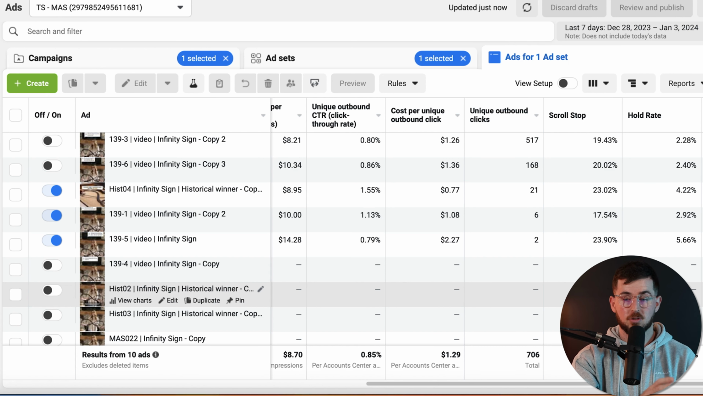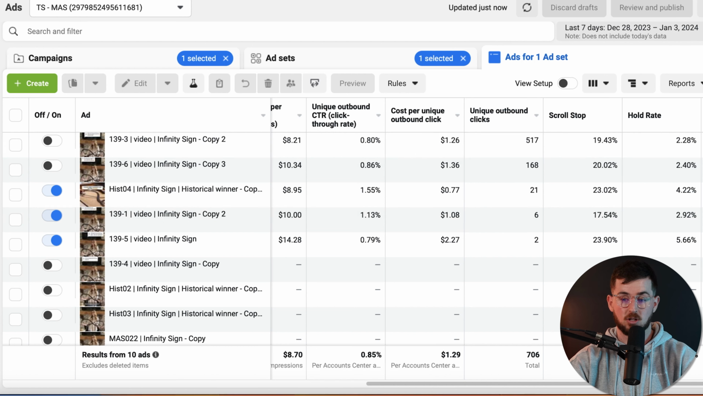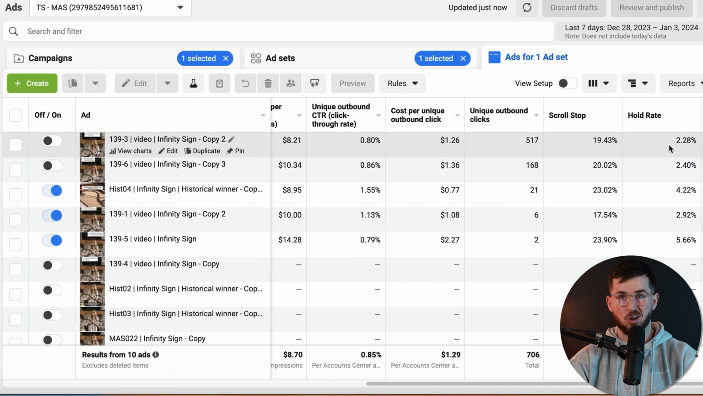So again, the scroll stop picks up the audience, and the hold rate is the rest of the video. And if we attract the wrong people to watch the rest of the video, we're going to have a low hold rate. A lot of people are going to see this and think, oh, we need to edit the video differently. The problem with that is actually, no, you don't need to edit the video differently. Your scroll stop is doing terrible at attracting the right audience that wants to see the rest of the video.